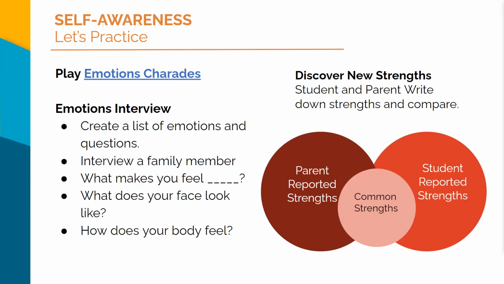To practice skills, consider some of the activities noted here. Emotion charades provides an opportunity for families to create a list of common emotions and then take turns acting them out for others to guess. Consider using developmentally appropriate vocabulary words and encouraging everyone to use their face, body, and words to act it out. Another activity is an emotions interview. Have your student develop a list of emotions and then ask a family member questions about times they have experienced the emotions, how they feel the emotion in their body, and what their face looked like, and more.